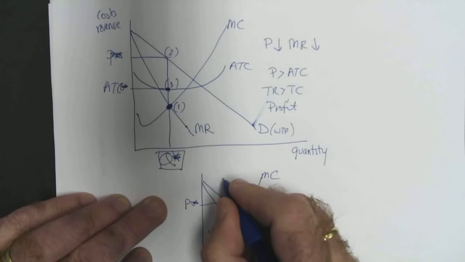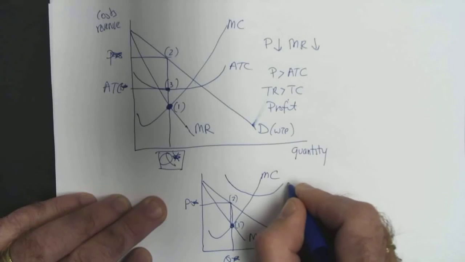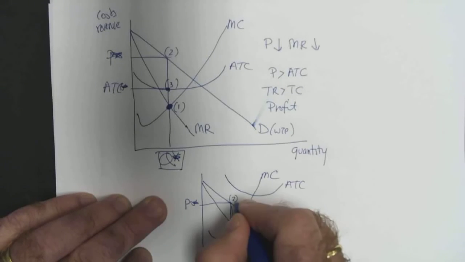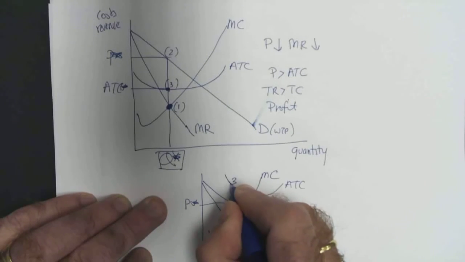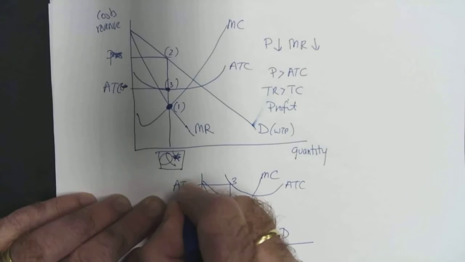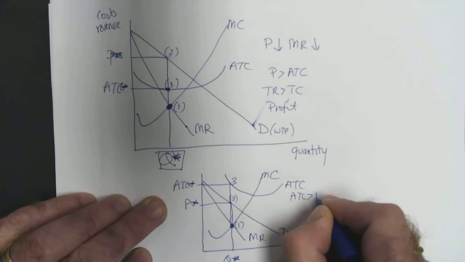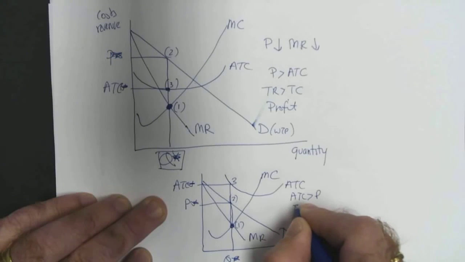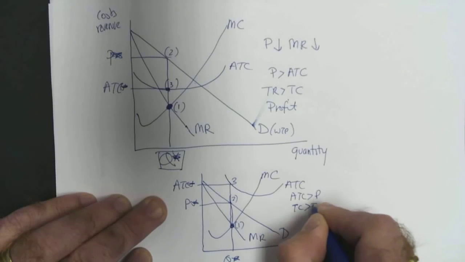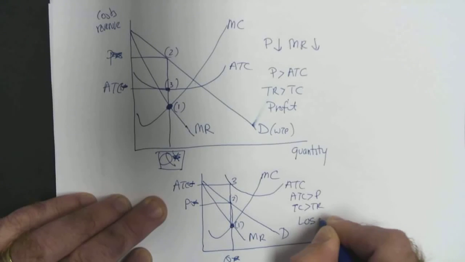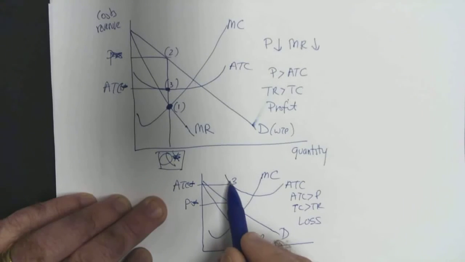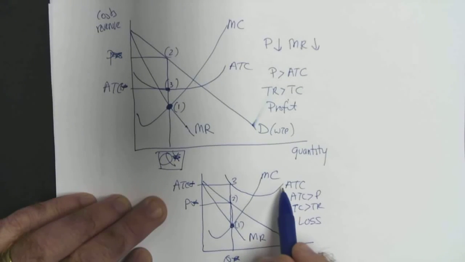Now, if this firm is losing money, the ATC curve is going to be floating above the demand curve. So now we know, step 3, here is the ATC. So since the ATC exceeds the price, the total cost exceeds total revenue, so the firm is actually losing money. So if the ATC curve is floating above, then guess what? The firm is going to be losing money.